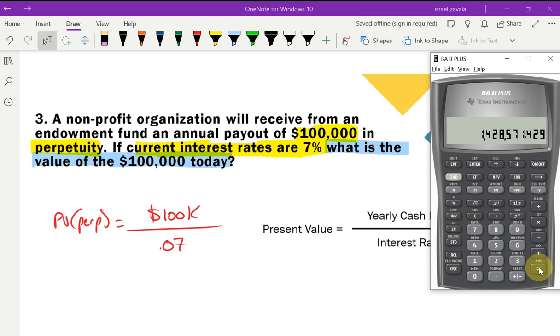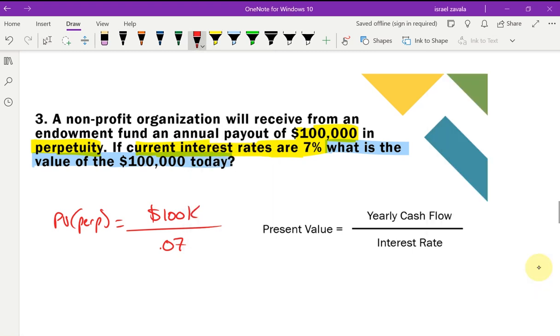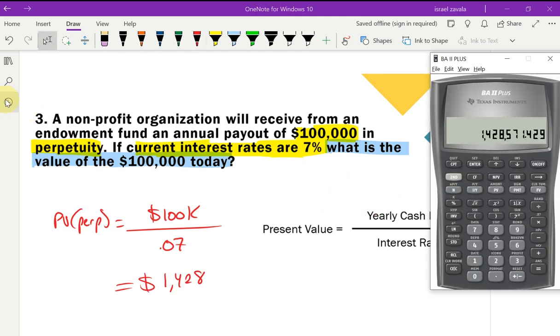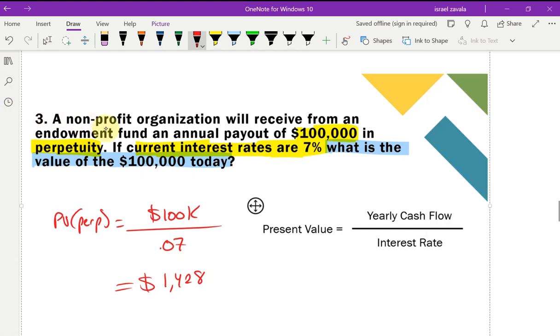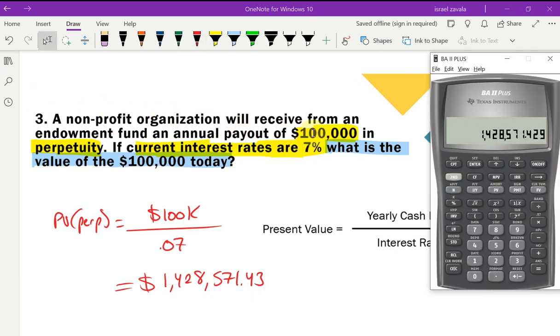Okay. 428. And then what do we have for the rest of it? 571 and 43 cents. I want to make sure that's right. 571 and 43 cents. Okay, that's what that $100,000 is worth today.